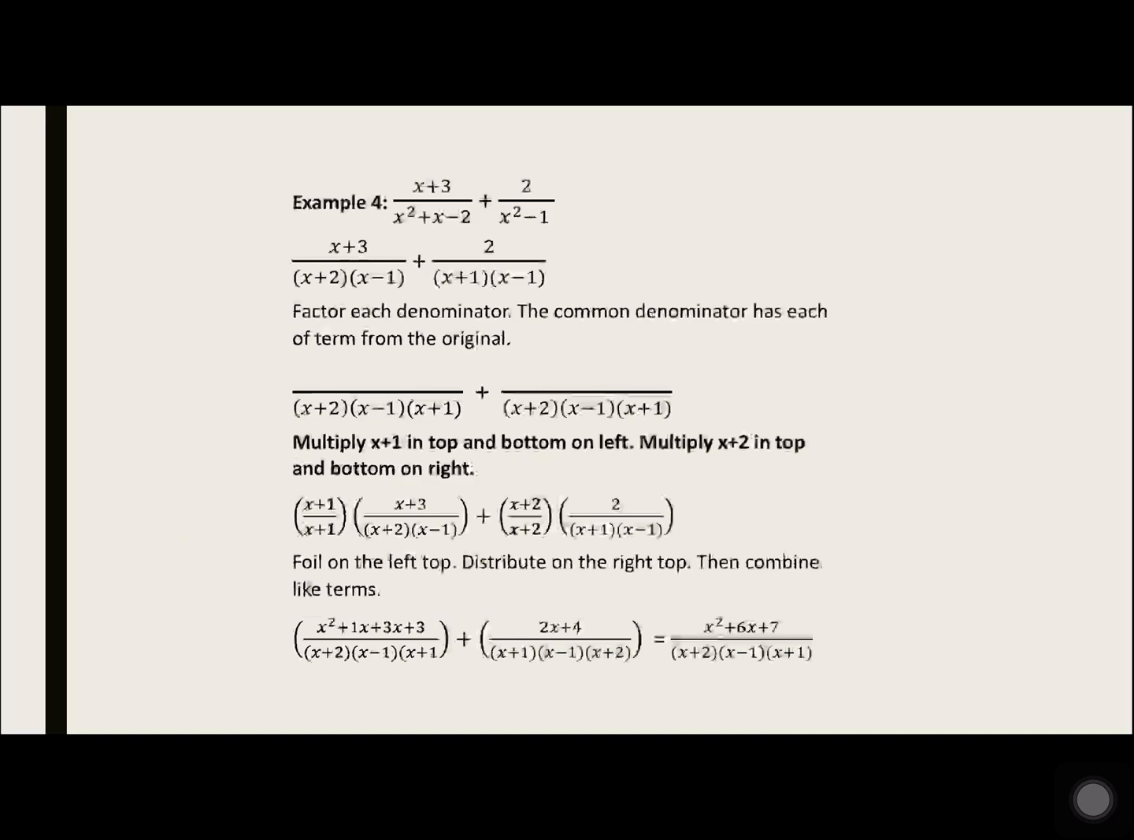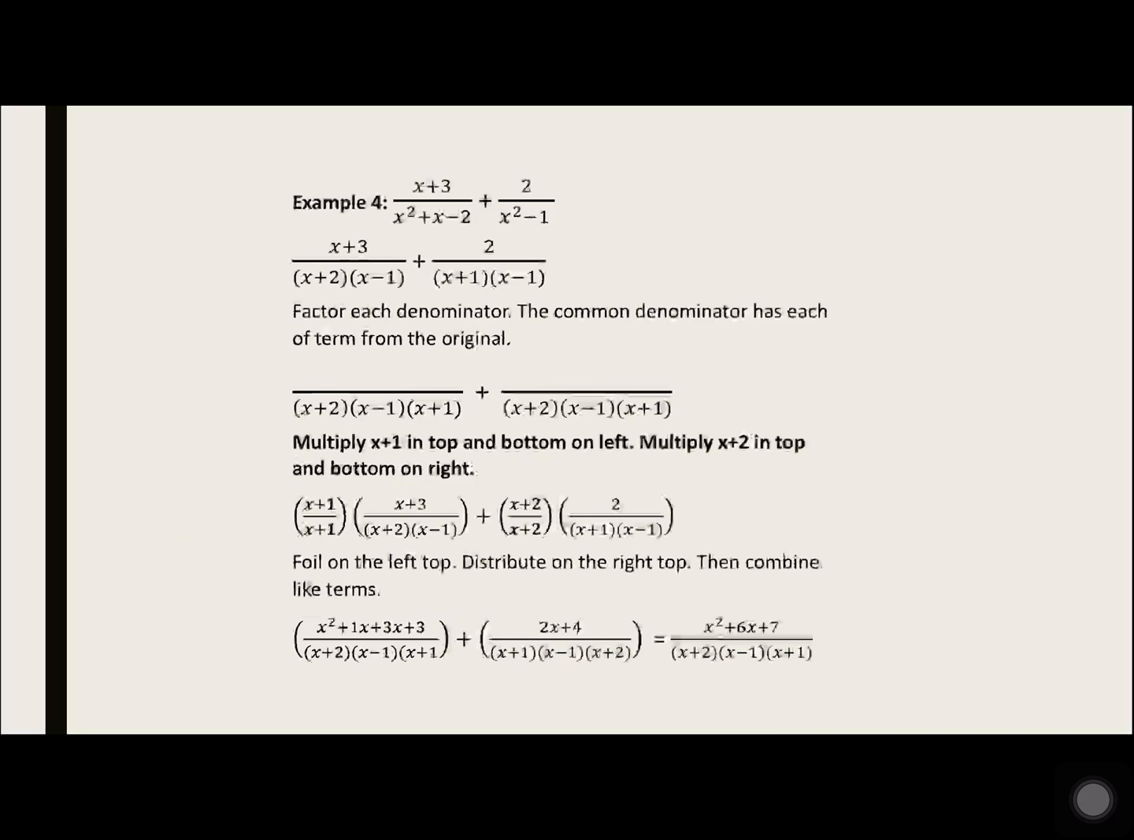Whatever gets multiplied on the left gets multiplied on the right. So on the left, we need to multiply x plus 1 because it wasn't originally there. On the right, multiply in x plus 2 because it wasn't originally there.